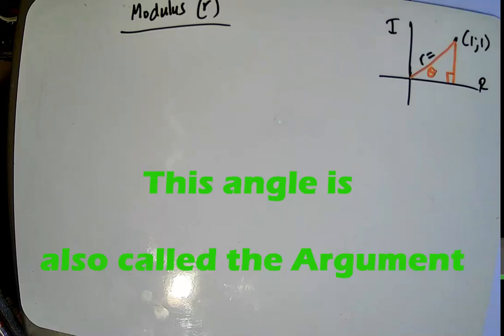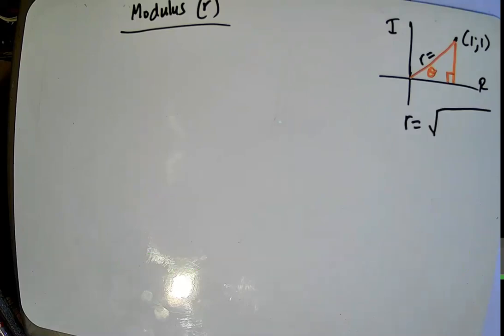So the radius is r, which is the modulus. Now to find the radius, all we have to do is use Pythagoras theorem, substitute side a and b. So a is the horizontal value and b is the vertical value. Adding that up, we get radius is equal to square root of 2.